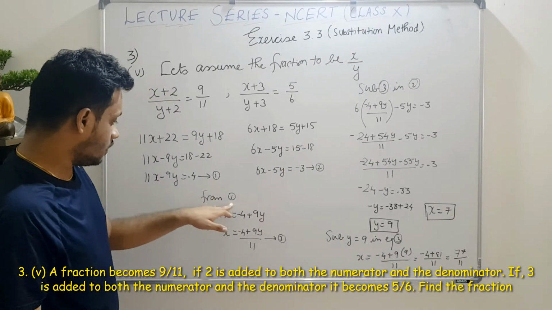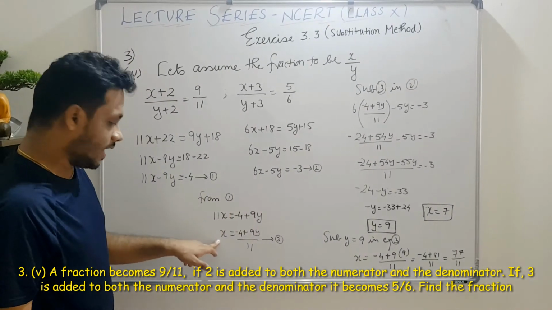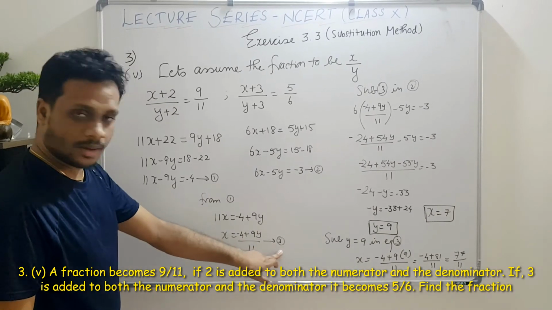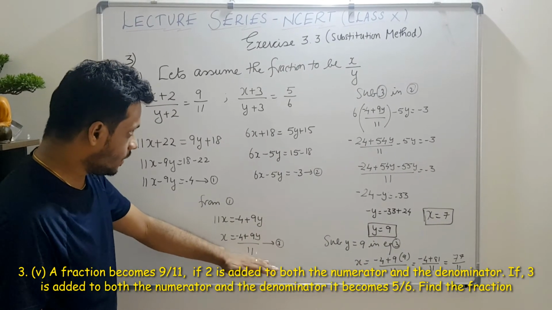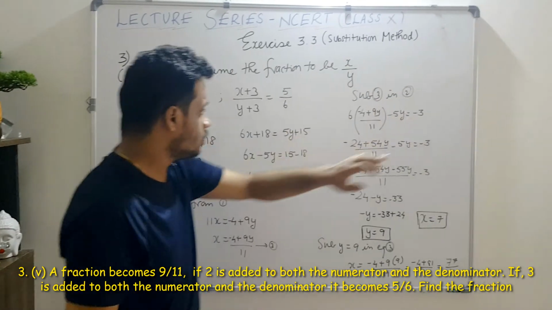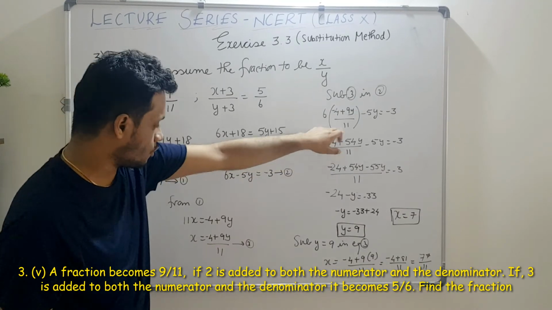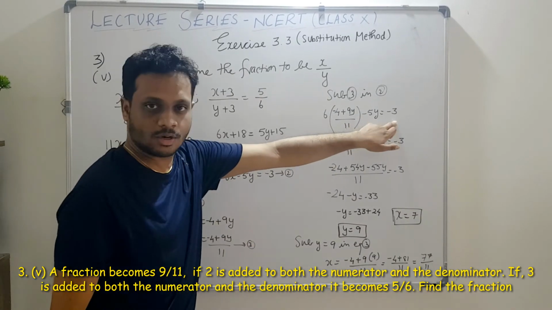I have taken the first equation and I have obtained x from it. So x will be minus 4 plus 9y divided by 11. So this becomes my third equation. Now I substitute my third equation in the second one. So when I substitute it in the second one, I get 6 times (minus 4 plus 9y divided by 11). I replace this in place of x. Then I get minus 5y is equal to minus 3.